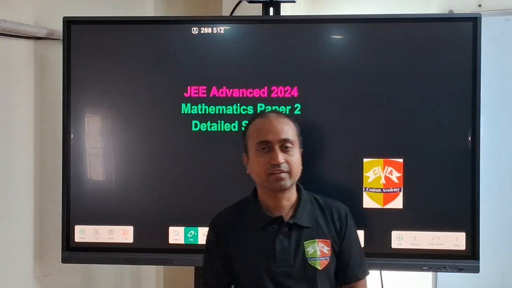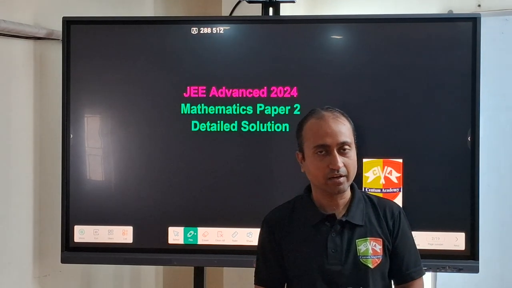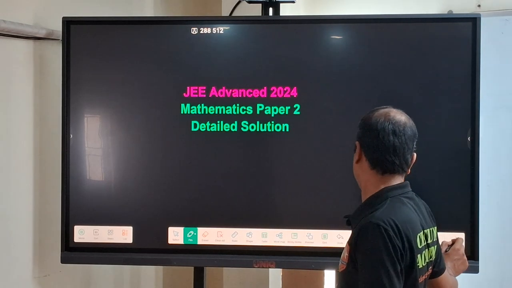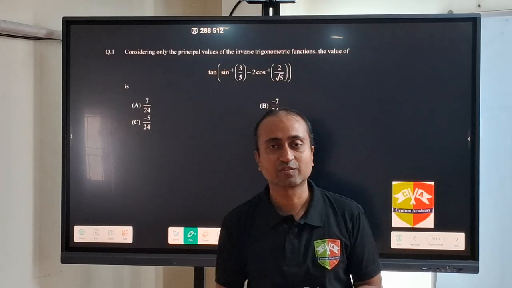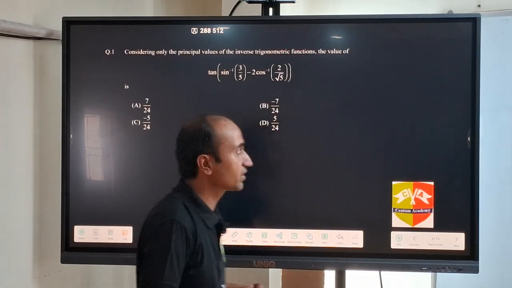Now overall the review is that the paper was more or less easy. There were mostly easy to moderate questions and a few tough questions, you might say, which is easier relatively than the previous year questions. Alright, so the first question is based upon ITF, inverse trigonometric functions.